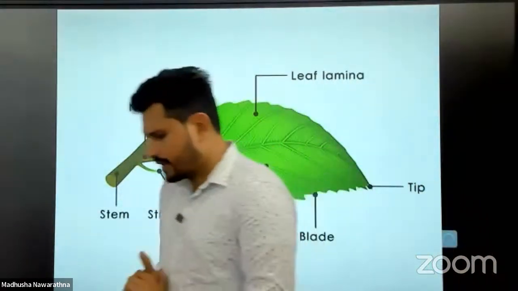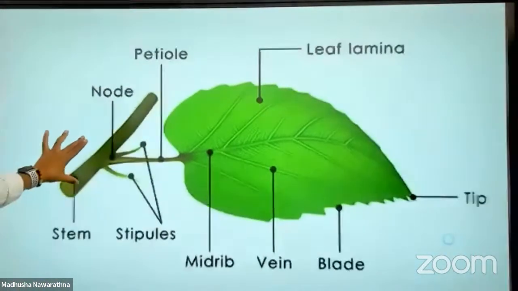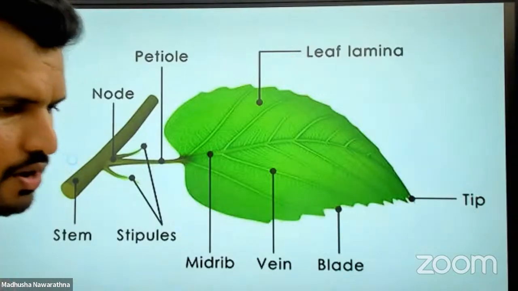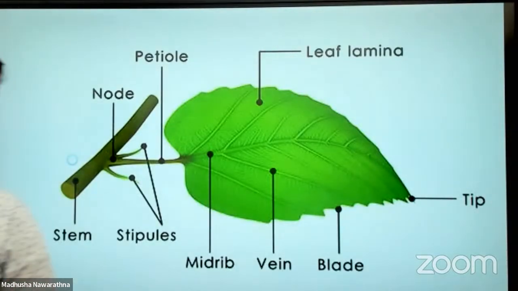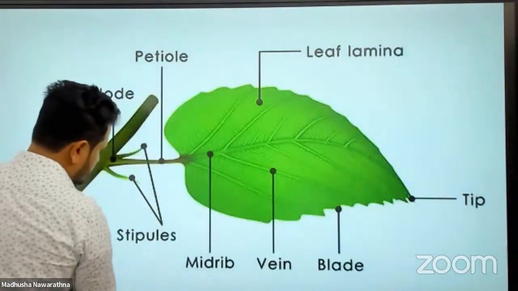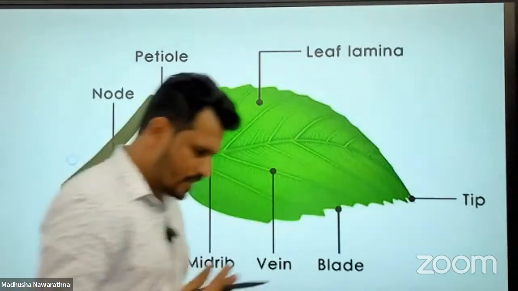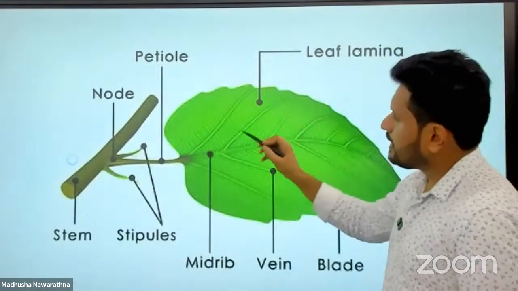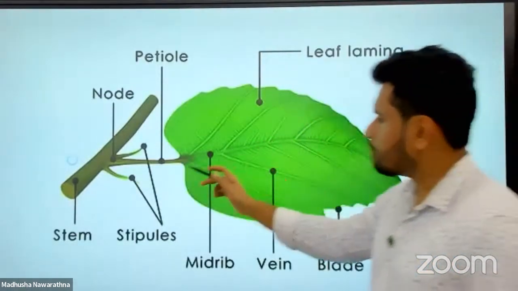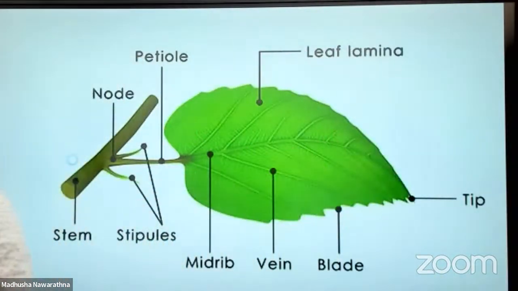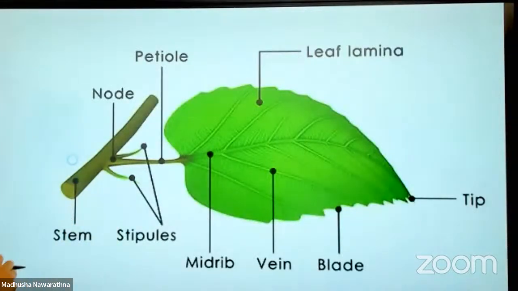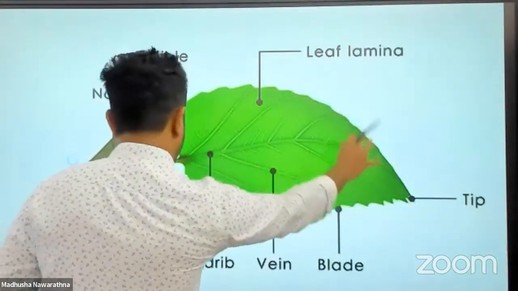Now here you guys can identify different structures of a plant leaf. Starting from the stem, this is the stem and this plant leaf is attached to this stem or even a branch, right? The leaf is attached to the stem or the branch with the aid of this petiole, and the point where it connects, what we call the node, and then you can observe a nice structure here.